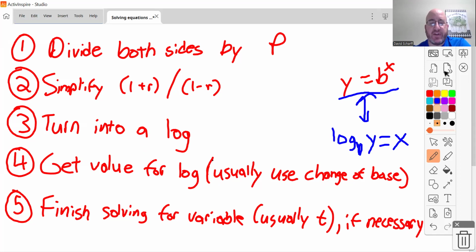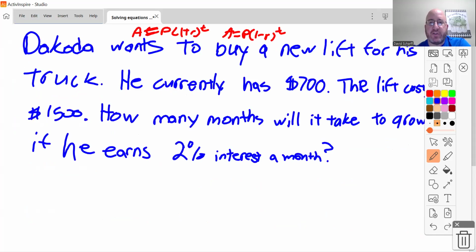Again, pause it if you need to write this down. If you didn't get it, I'm trying not to make the video too long, so I'm going to go ahead and move on. All right, first problem.